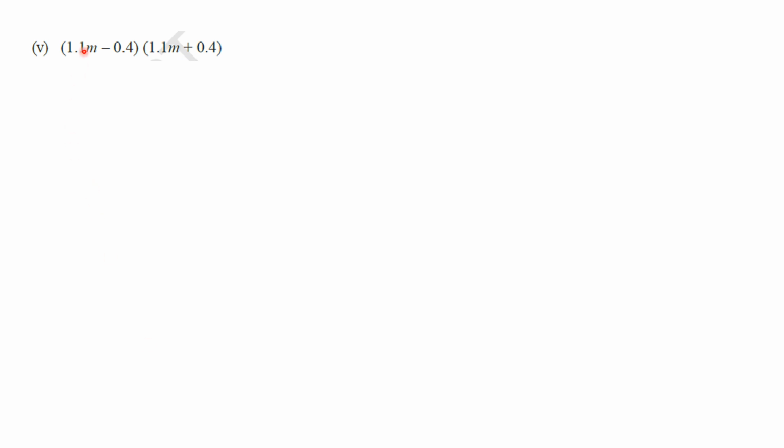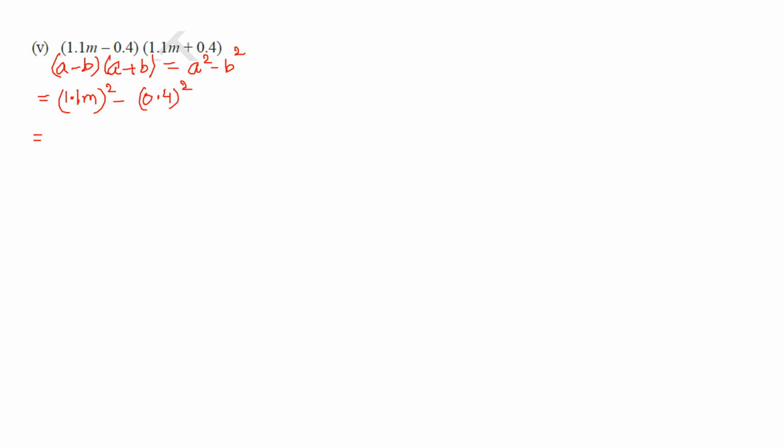Now fifth question, 1.1 m minus 0.4 multiplied by 1.1 m plus 0.4. So here if I consider 1.1 m as a and 0.4 as b, so it will become a minus b, a plus b. And we have our identity, right? A minus b into a plus b, just now we have seen, this is our standard identity. This is equal to a square minus b square. So here your a is 1.1 m, so it will become 1.1 m whole square minus 0.4 whole square.